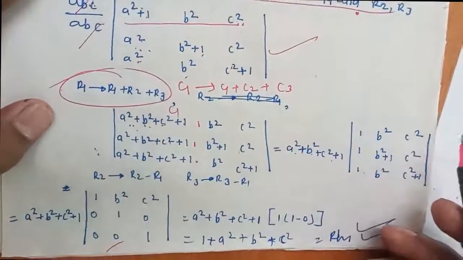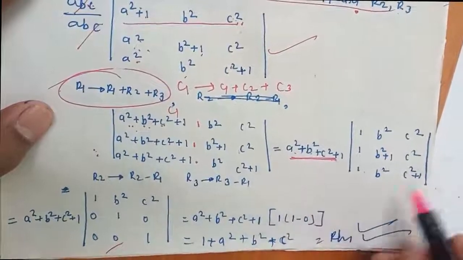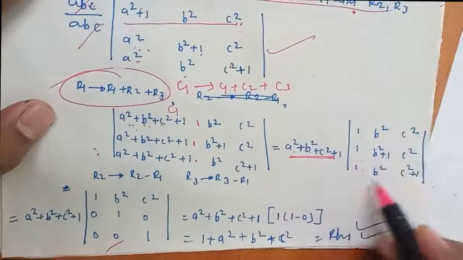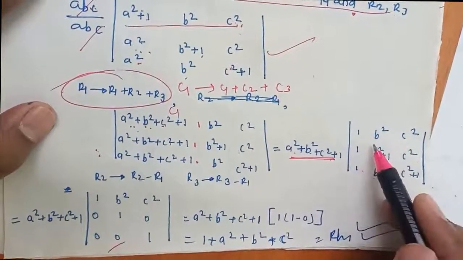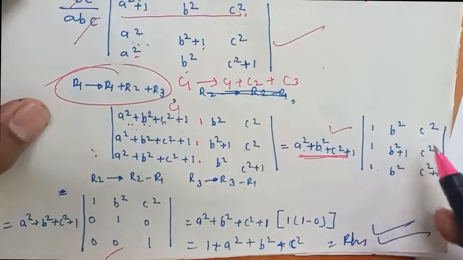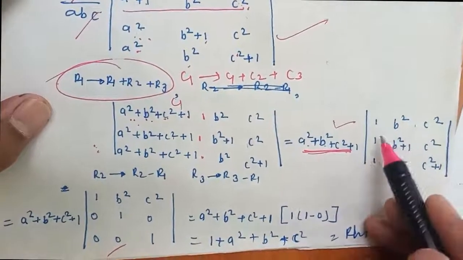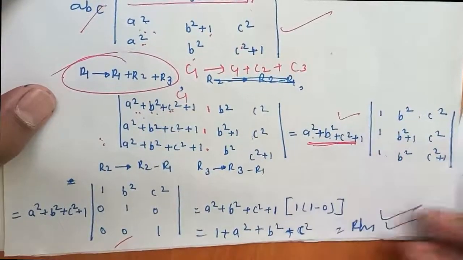We have to show 1 plus A square plus B square plus C square. So only this I wanted. That means the answer of this one should be 1. If I expand this one, the answer will be 1 into this. Since I have to expand this one, I have to convert it into a simple determinant, that means I want to convert to 0, 0, 1 or 1, 0, 0.